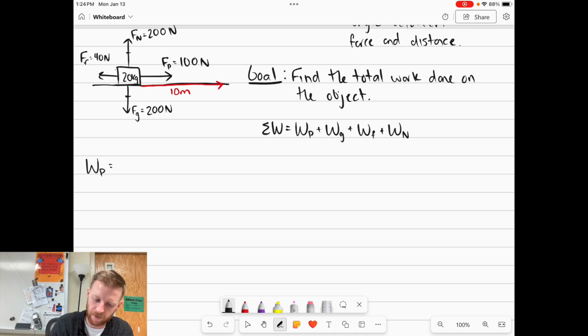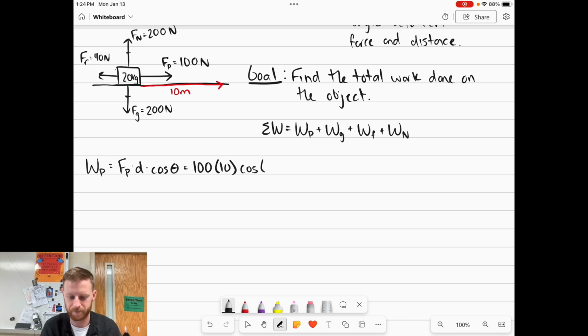Well, I'm going to pull in my work equation, which was the force of my push times the distance the object moves times cosine theta. Well, the pushing force was 100 newtons, times the distance of 10, times the cosine of what is my angle.